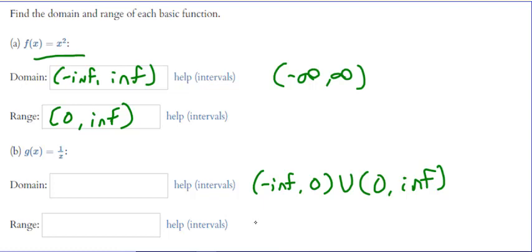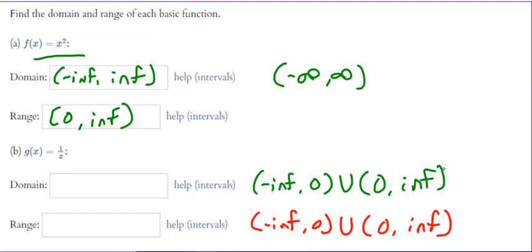And then the same thing would be for the range. The lowest point would be negative infinity up to 0, and then 0 to infinity. Okay? So this concludes section 2.6, part 1's video.